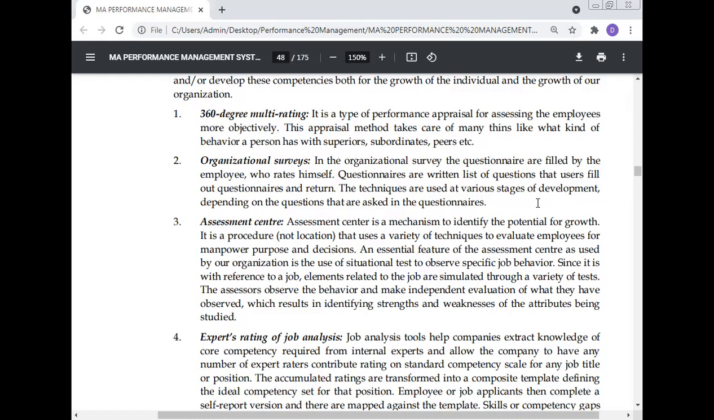Since it is with reference to a job, elements related to the job are simulated through a variety of tests. The assessors observe the behavior and make independent evaluations of what they have observed, which results in identifying the strengths and weaknesses of the attributes being studied.